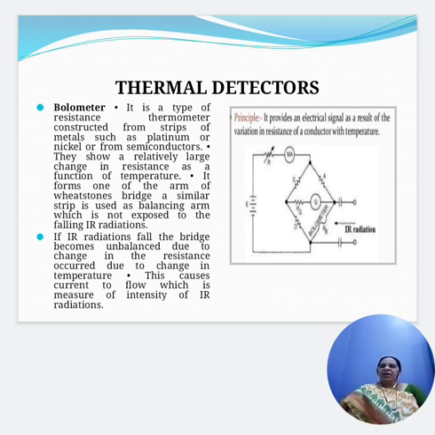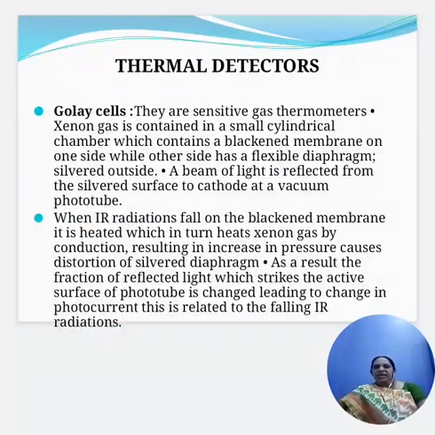If the IR radiation falls on the bridge, it becomes unbalanced due to the change in the resistance caused by the change in temperature. This causes a current to flow, which is a measure of the intensity of the infrared radiation. So bolometers provide an electrical signal as a result of variation in the resistance of the conductor with temperature. When the temperature changes, the resistance of the conductor changes. So this is the principle of a bolometer, which is used as a thermal detector.